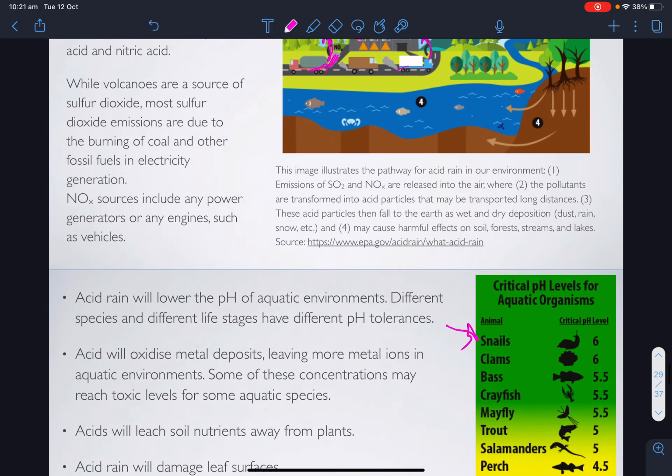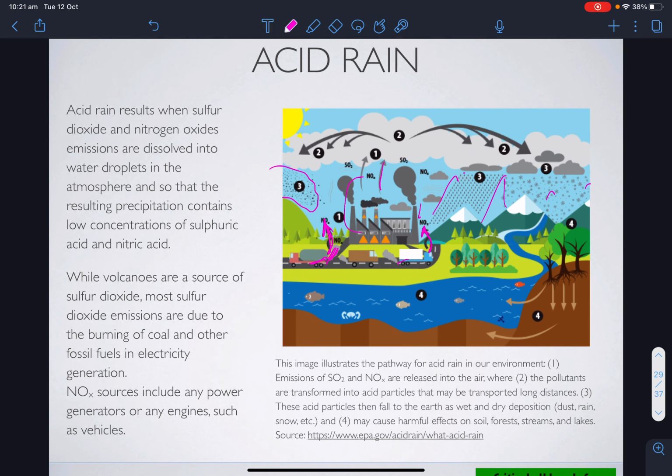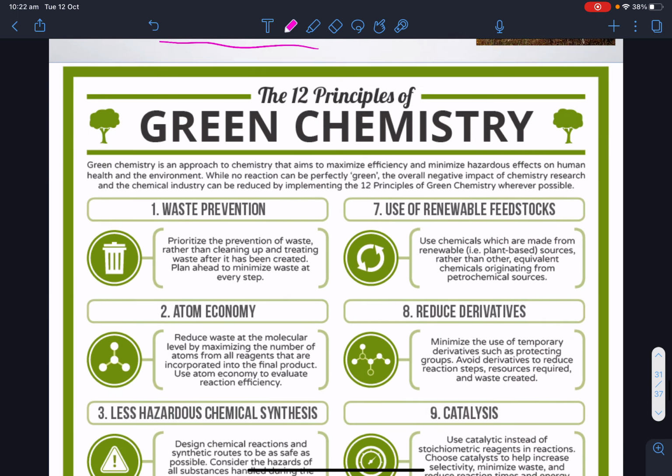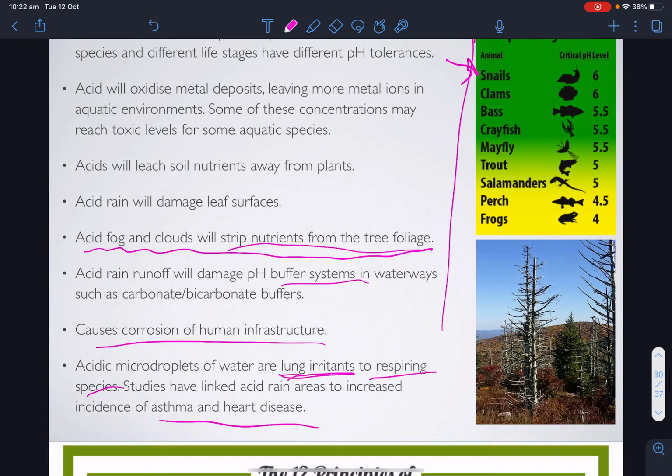Okay, so that's a good overview. Keep that in your back pocket in case you need to talk about one of the impacts of synthesis reactions, production of acid rain. That's a good one. So what is it? What are the sources of it? What are the impacts of it? Okay?